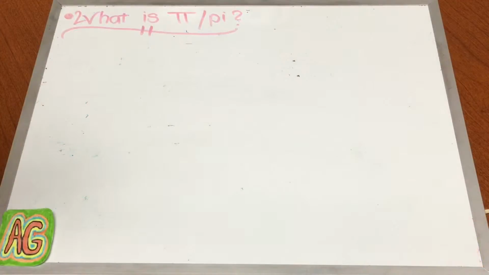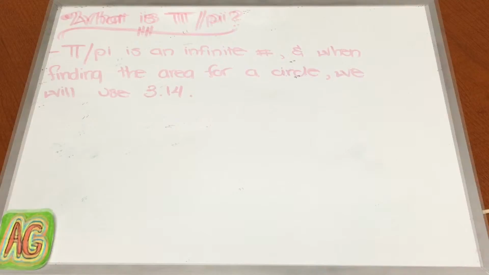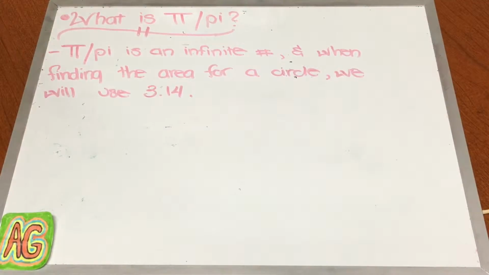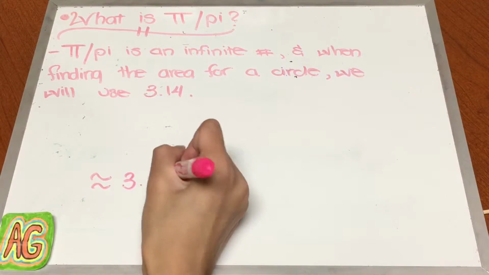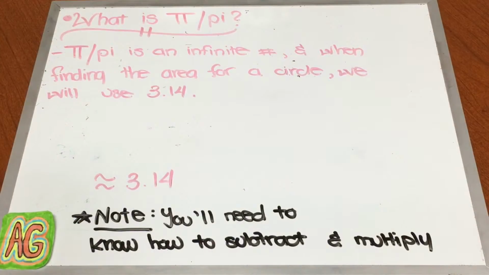The third concept we'll be going over is what is pi. Pi is an infinite number, and when finding the area of our circle, we will use 3.14. Note, you'll need to know how to subtract and multiply.